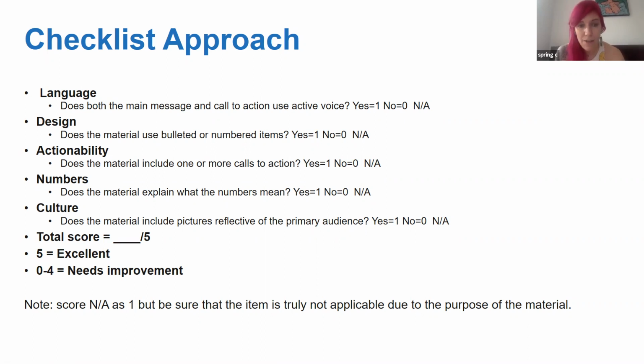All of these are scored on a yes or no, so you can get a total of 5 if you get a yes for all of those. If you get 5 out of 5, great. If you get anything less than that, let's go back and do it again. This is just a very simple approach to scanning through anything that you've created and saying, does this have a chance of working well out in the wild?